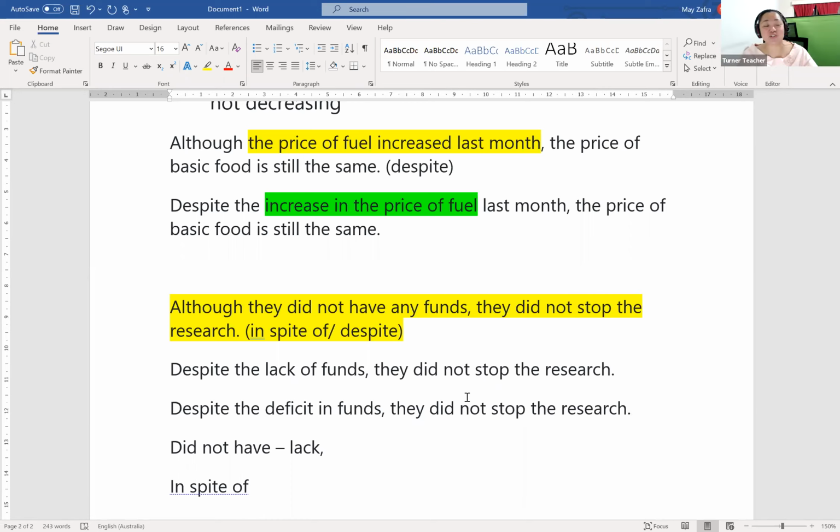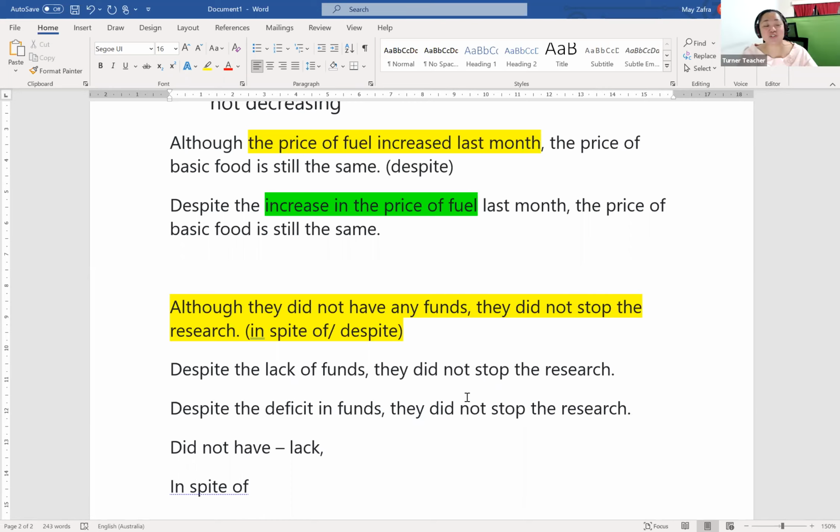So you think of an adjective. Miss May, this time we're doing adjective or noun? Still we have to choose the noun, right? So when do you use the noun? When we use despite? Correct. In spite. So, despite or in spite?